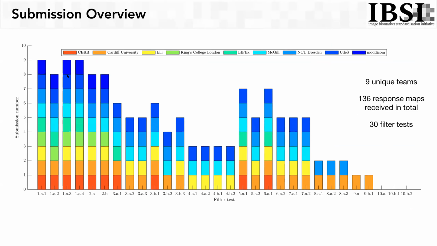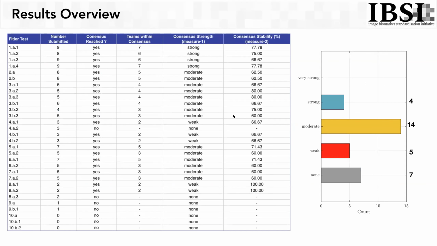Perhaps unsurprisingly, the mean filter tests and the earlier, more trivial ones, I guess, have more contributions, and this is getting less as they get more complex. So obviously this is something we're going to try and improve as we iterate on this process. So to give an overview of all of the results, we find that we have strong consensus for 4 of the response maps. 14 have a moderate consensus, 5 have a weak, and 7 have none.